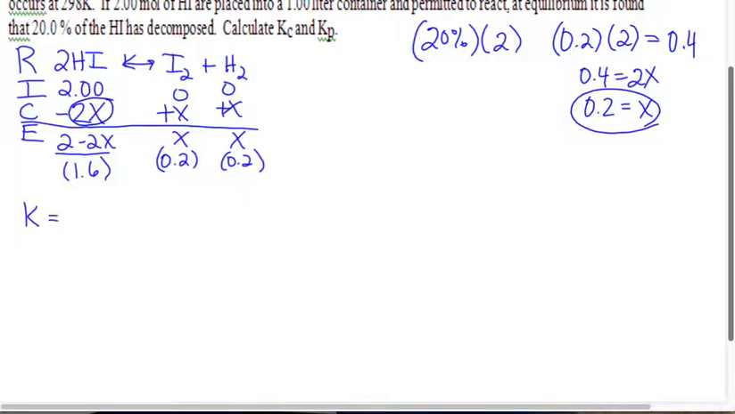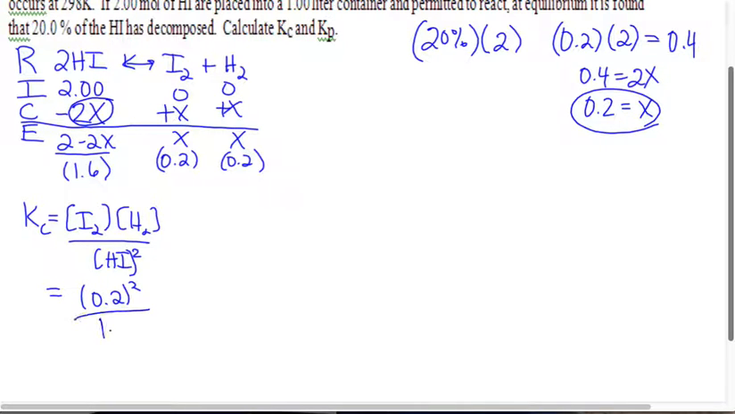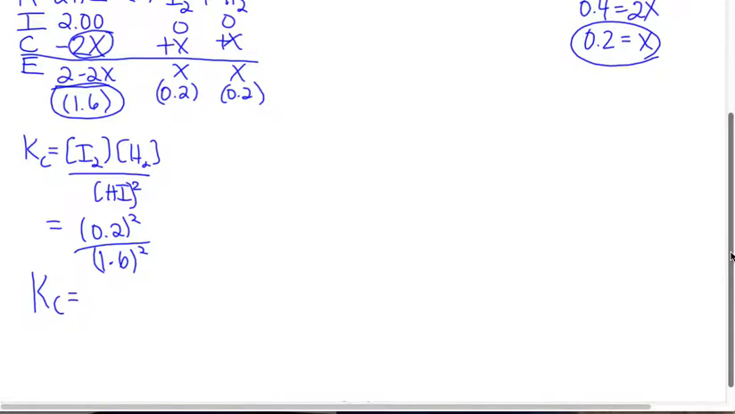K is equal to, we're going to do Kc right now, I2 times H2 divided by HI squared. So we get 0.2 times 0.2 divided by 1.6 squared. What do we get for Kc? Everything is 3 sig figs, so. Okay, see right? Cool. That's Kc.